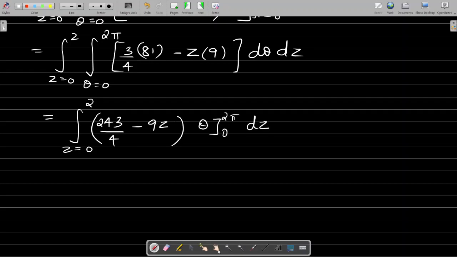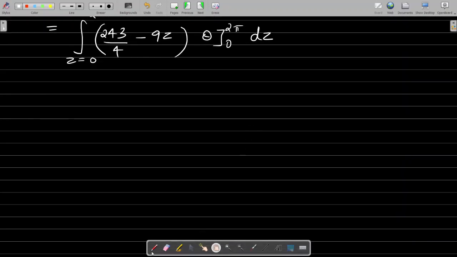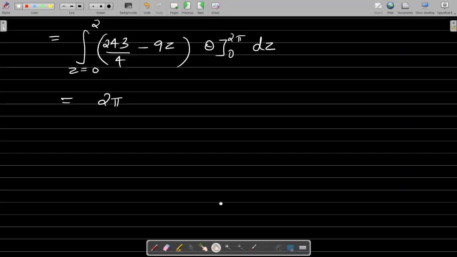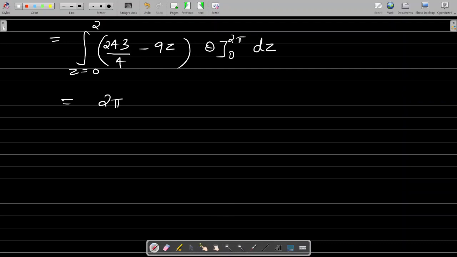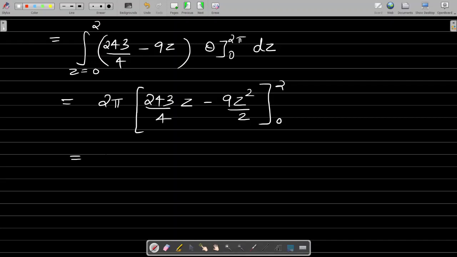Okay, so the next term will be theta within the limit 0 to 2 pi, which is 2 pi. I'll keep 2 pi outside, into the integral with respect to z. The integral with respect to z is 243 by 4 into z minus 9 into z square by 2, within the limits 0 to 2. So let's see what the final answer is.